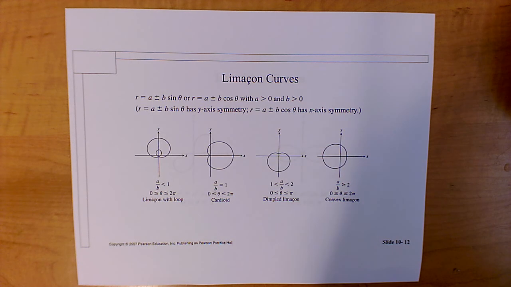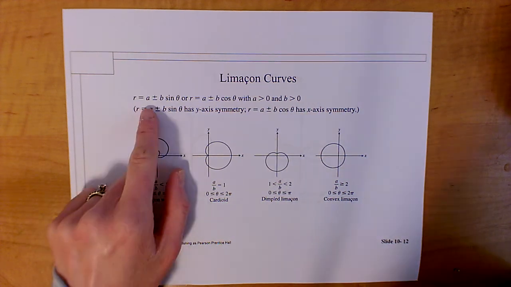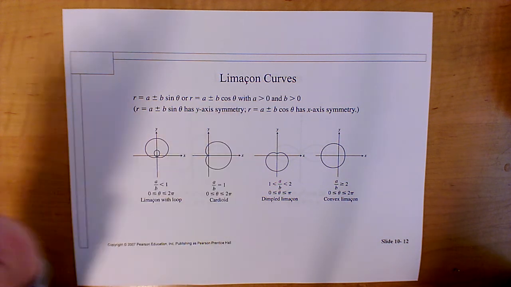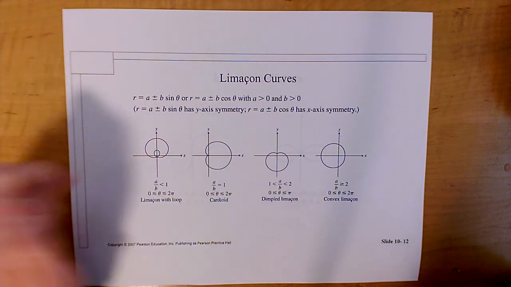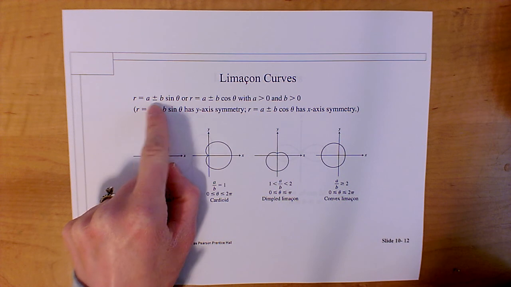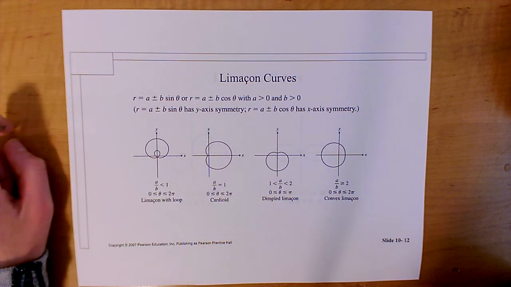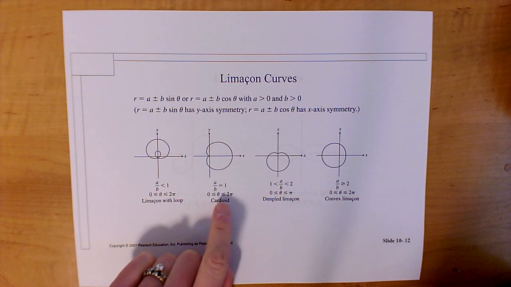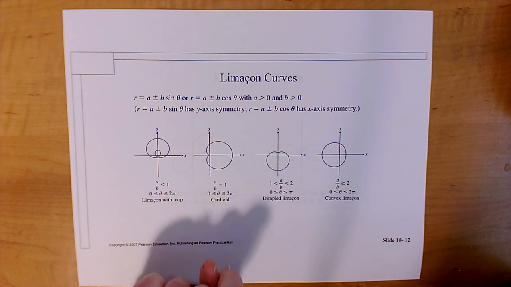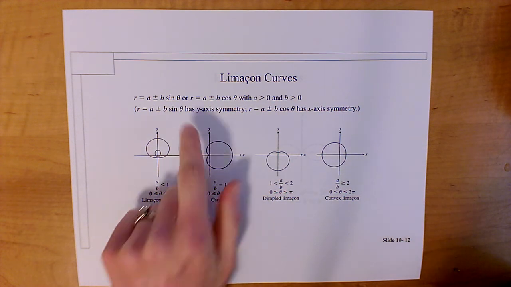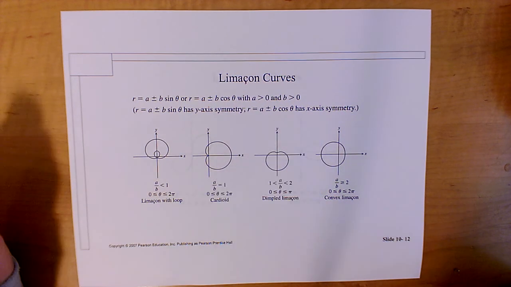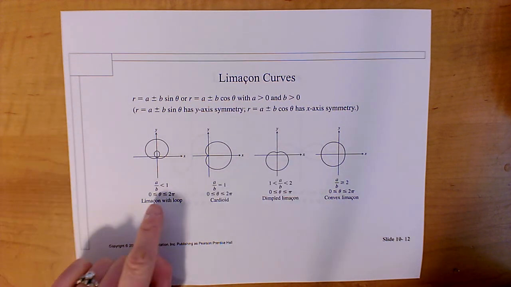And then the limaçon curves are a little bit trickier to memorize. So these functions are going to be r equals a plus or minus b sine theta, or r equals a plus or minus b cosine theta. How these are different from the ones that you just saw is you're going to have some constant added or subtracted to the sine or the cosine theta. For all of these, except for the dimpled one, you'll be going from 0 to 2 pi. And you can see with sine theta you have y-axis symmetry, with cosine you have x-axis symmetry.